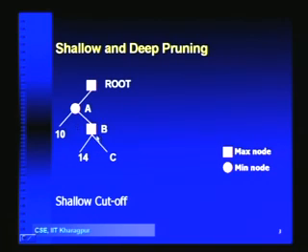Now, let us see what has happened here. In B, this is a max node, we already have 14, and the cost of the max node can only grow further, because it is max of all its successors.